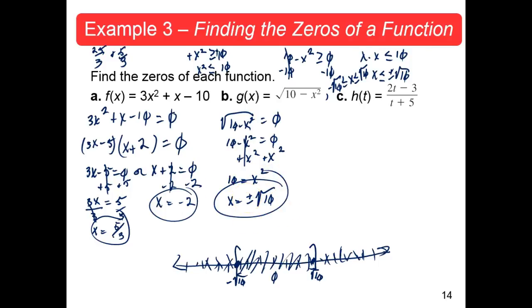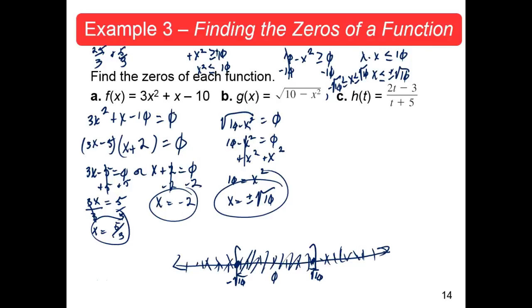All right, the C one. What do you notice about it? Yeah, it's a fraction. Now, fractions aren't bad. We love our fractions, right? Yes, okay. But what do we have to watch for?